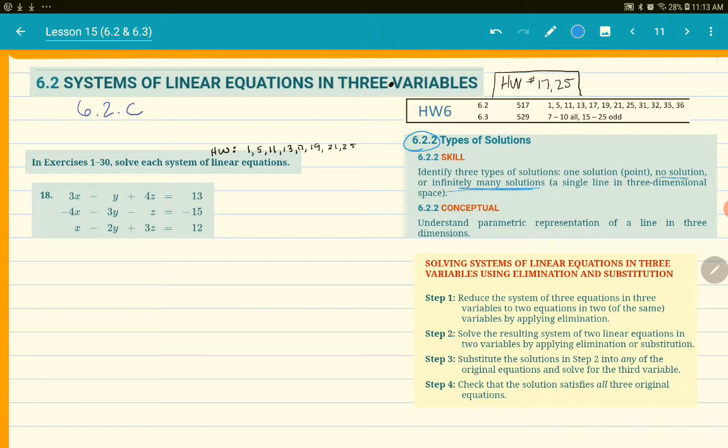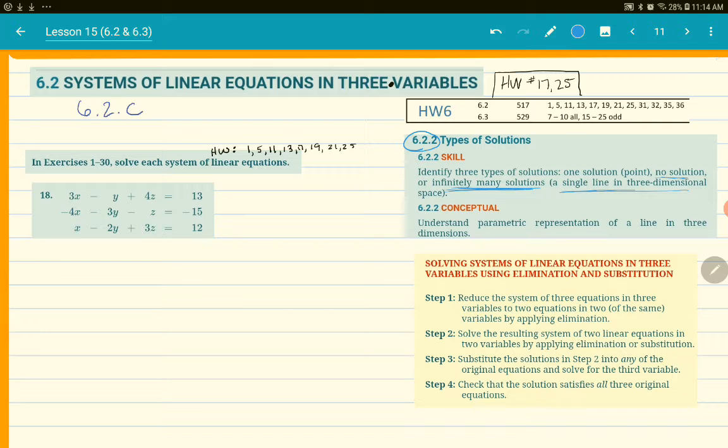For 6.2.1, our planes intersected at one point. But for 6.2.2, we're going to find that sometimes they never intersect, like parallel planes, and sometimes they intersect at a line. So we get infinitely many solutions. You can look at your textbook for some pictures of that to help you visualize it, but the solution might become a single line.